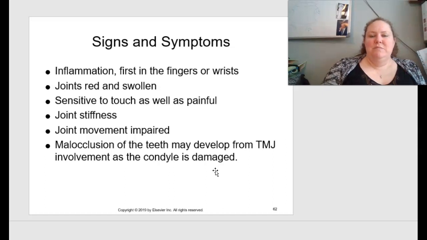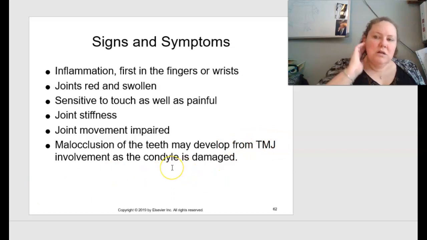What are signs and symptoms? Well, inflammation occurs first in the fingers or the wrists. The joints can become red and swollen, and they can be sensitive to the touch as well as be very painful. They can cause joint stiffness. The joint movement can be impaired. You can have malocclusion of the teeth that can develop from the TMJ involvement, as the condyle is going to be damaged.